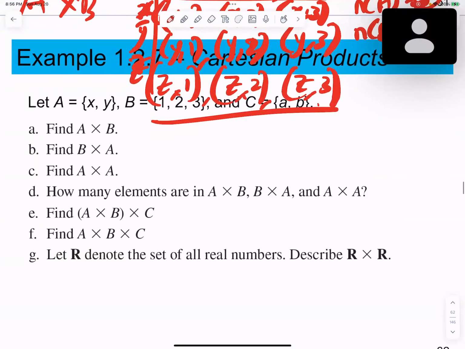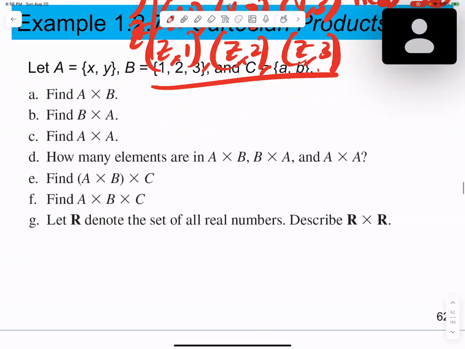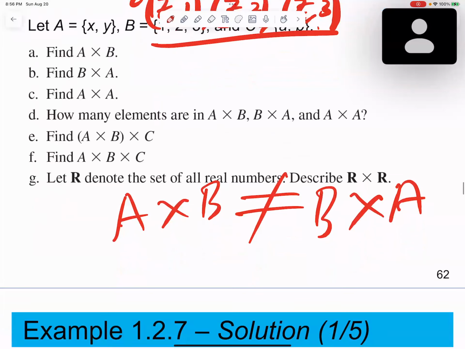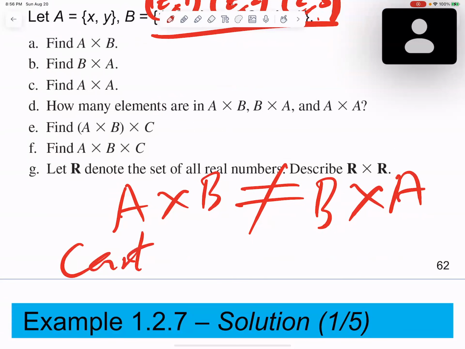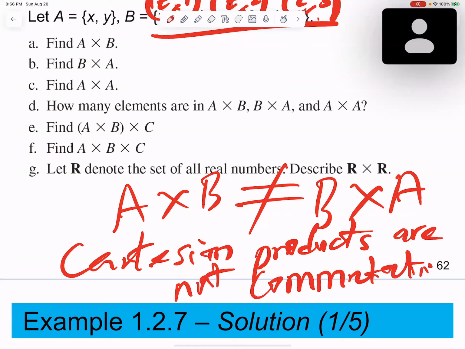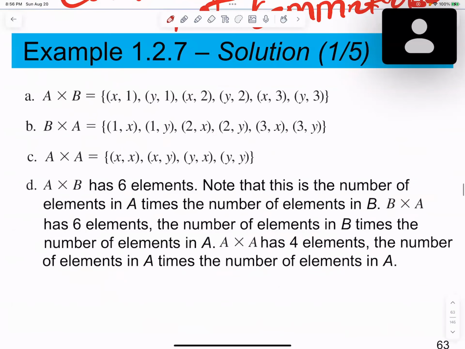So that is that. Note that when you do A cross B, it's not the same thing as B cross A. Please take note of that. Cartesian products are not commutative. Take note of that. All right.